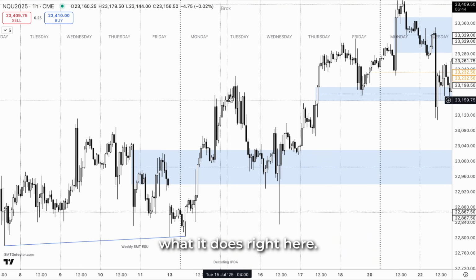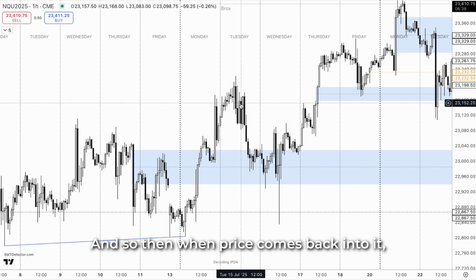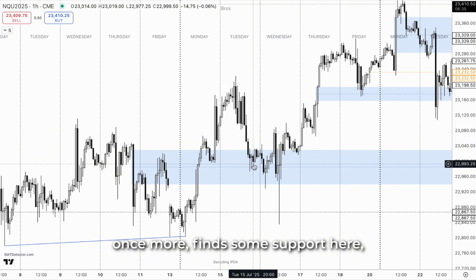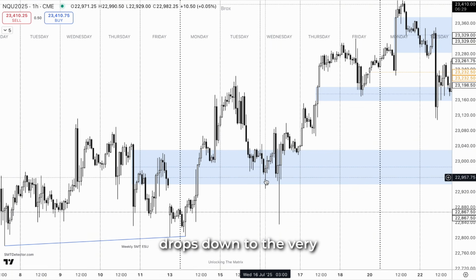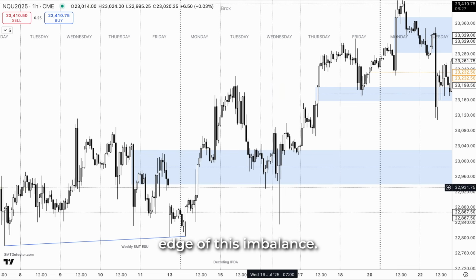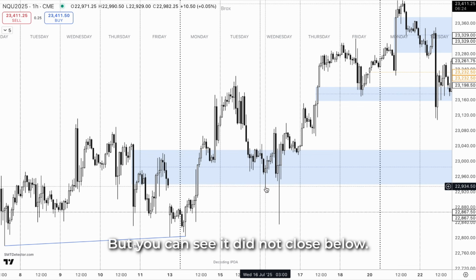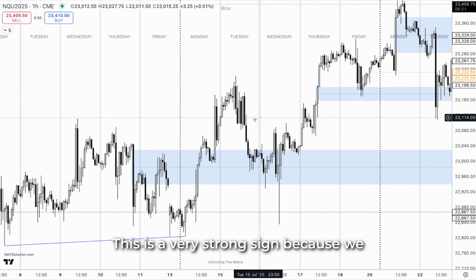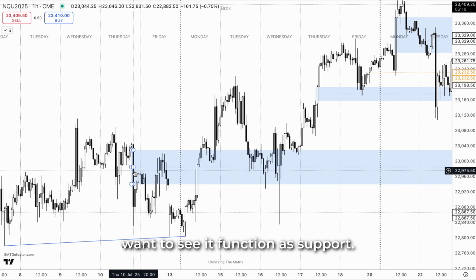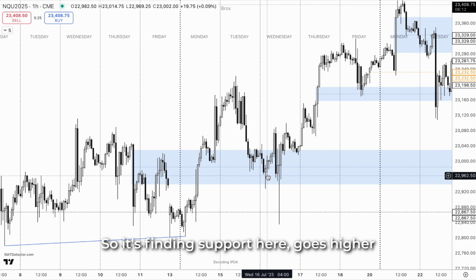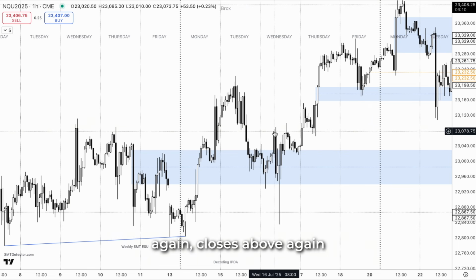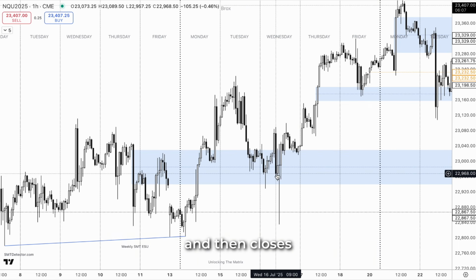And that's exactly what it does right here. And so then when price comes back into it once more, it finds some support here, goes a bit higher, and then ultimately drops down to the very edge of this imbalance, but you can see it did not close below. This is a very strong sign because we want to see it function as support, and this means to not get displaced below. So it's finding support here, goes higher again, closes above again, and then closes inside of it once more.